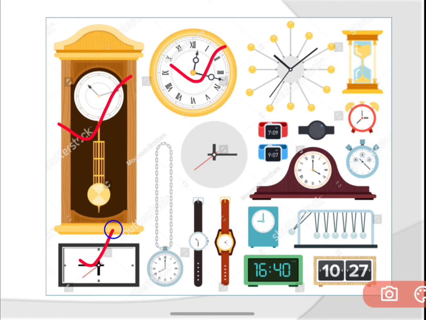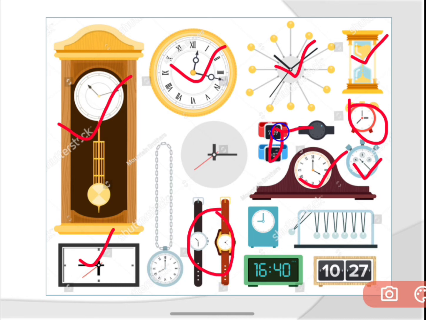Yes, these are clocks. This is a stopwatch, this is an alarm clock, this is a sun timer, isn't it? This is also a clock, this is also a clock. This is the wrist watch. Okay, these are the wrist watches. This is a clock.